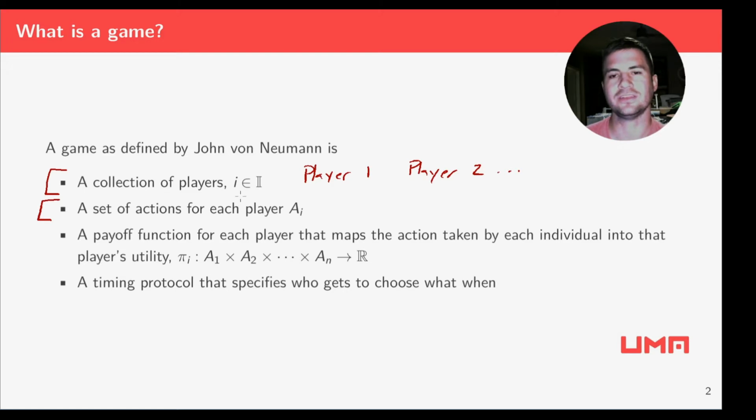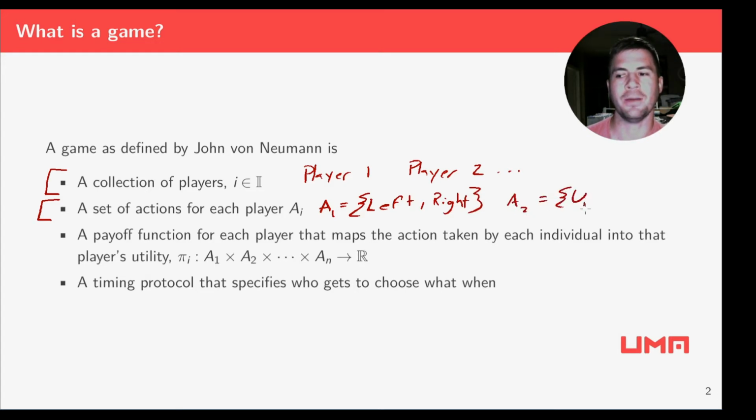Next, we need a set of actions that can be taken by each player. For example, Alice, or player 1, might be able to choose to go left or right, while player 2, Bob, may be able to choose up or down.